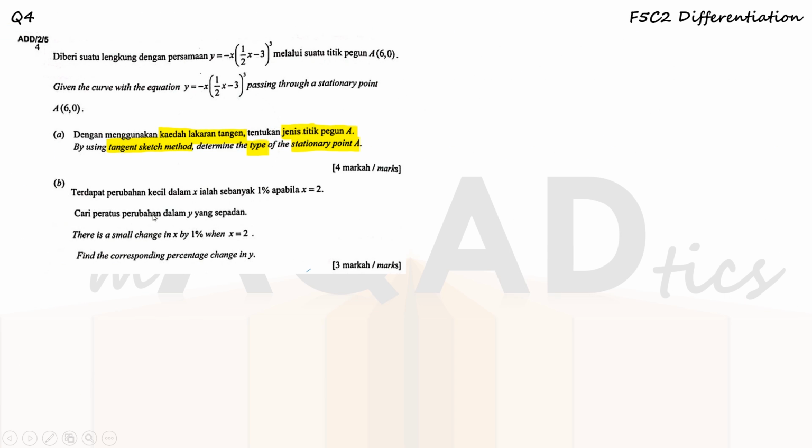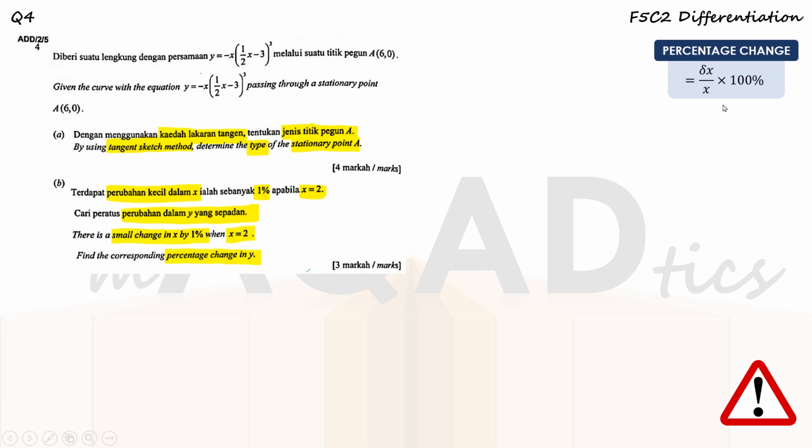And for part B, in x, there is a small change by 1% when x equals 2, and we need to find the percentage change in y. So to find the percentage change, we have a formula, which is this one, right? So in terms of y, we need to find these two things, delta y and y. Okay, this y is the original value of y. Right, so let's focus on delta y. How do we find this?